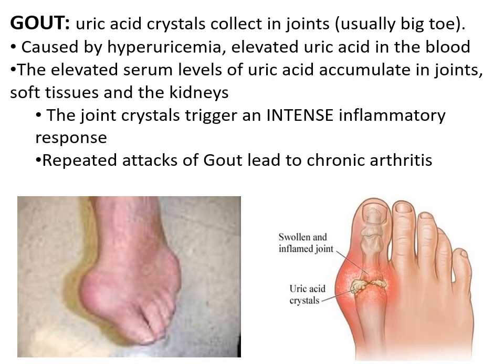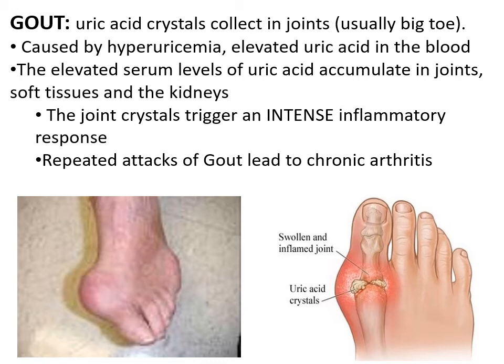Okay, on to a new inflammatory condition called gout. And gout is caused by a crystal of uric acid. So in our bloodstream, we have uric acid. And where does uric acid come from? Well, it comes from the breakdown products of nucleic acids, so DNA. Okay, so when cells are breaking down, they release their DNA, and as part of the breakdown process, we get uric acid circulating in our bloodstream.